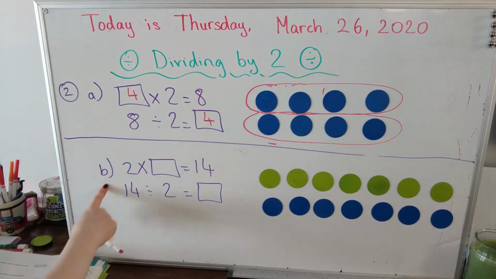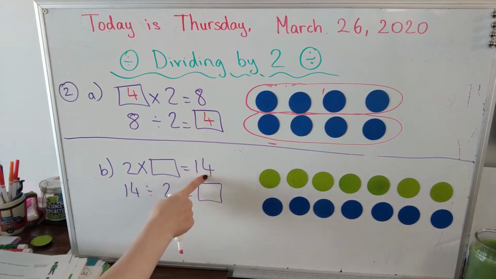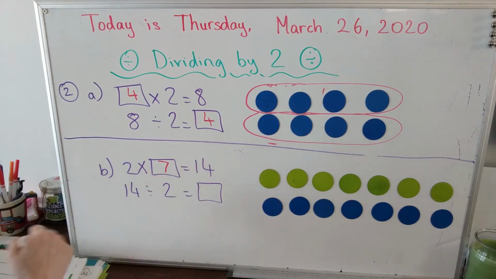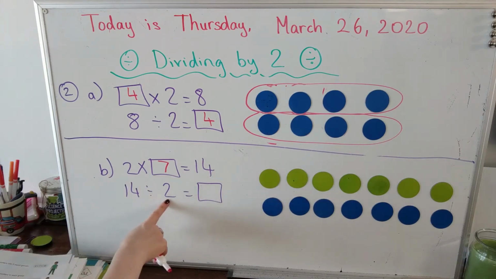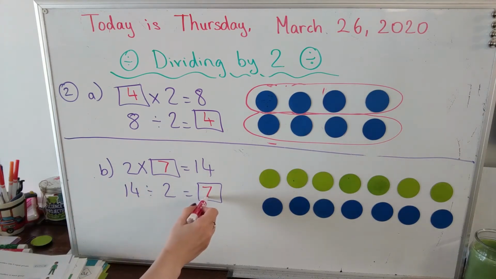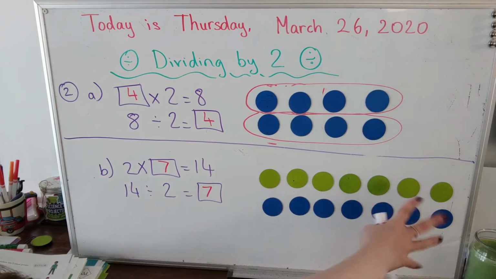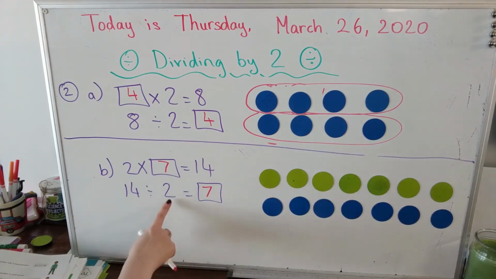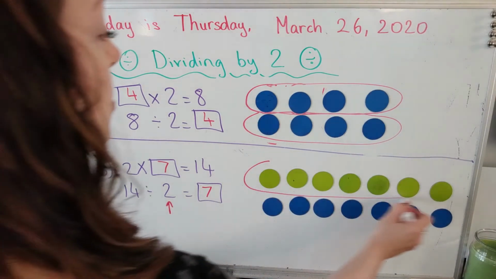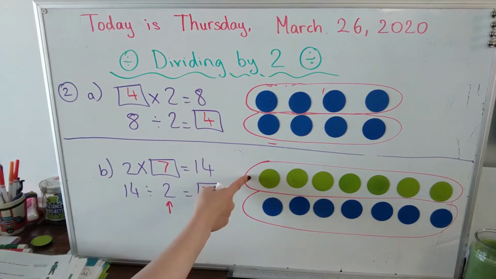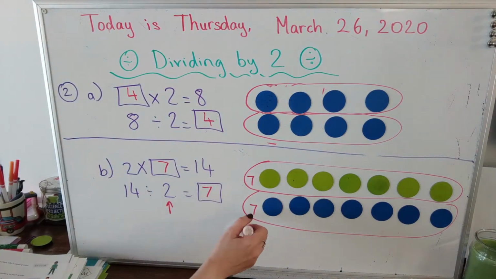Let's look at letter B. 2 times what equals 14? 2 times 7 equals 14. That means 14 divided by 2 is also 7. If we divide 14 by 2, here are my 14 counters. I'm going to divide it into 2. Remember, this means 2 equal groups. Here is group 1, and here is group 2. Each group has 7 counters.